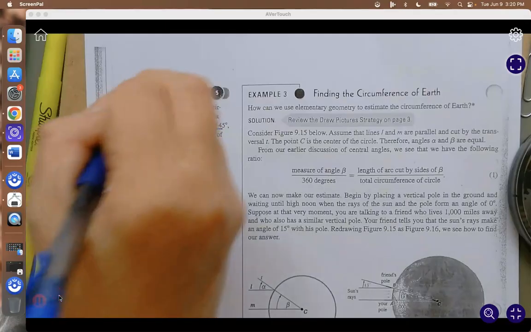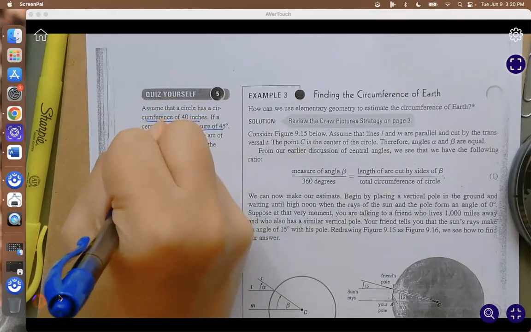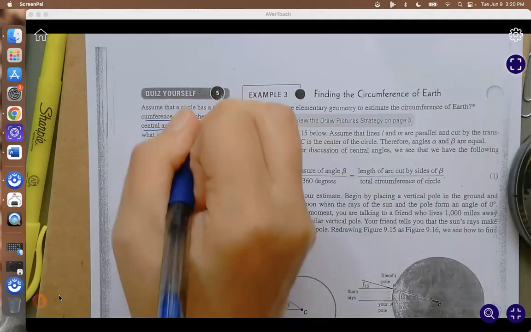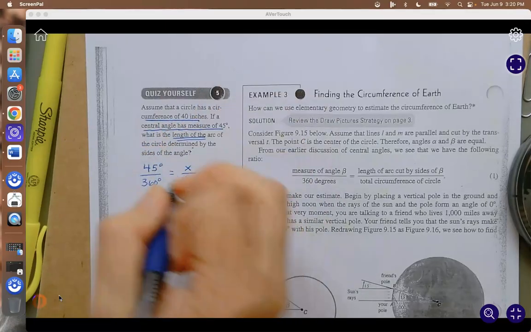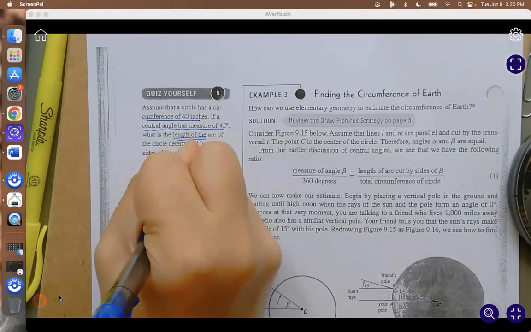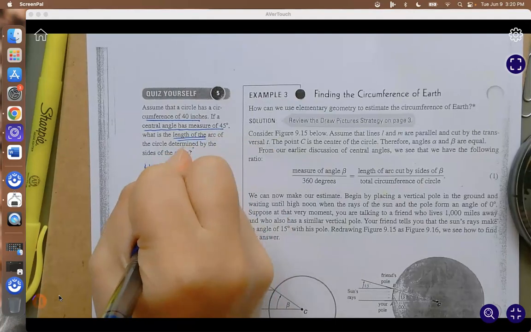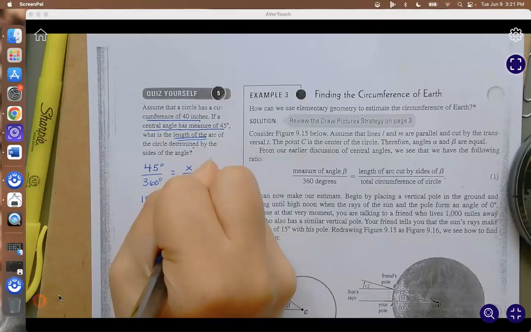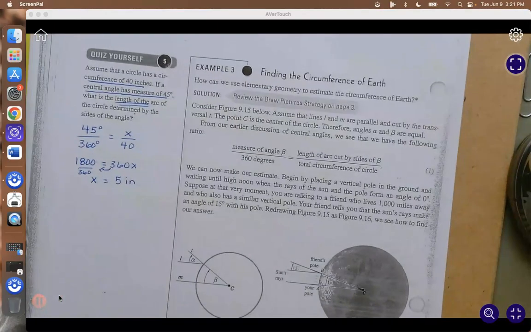So we do angle first. The part we know is 45 out of the whole circle, 360. We want to know the arc length out of the whole circumference. So 45 times 40, that's 1800. And this is 360x. So we divide by 360, and that gives us 5. So that's going to be 5 inches.